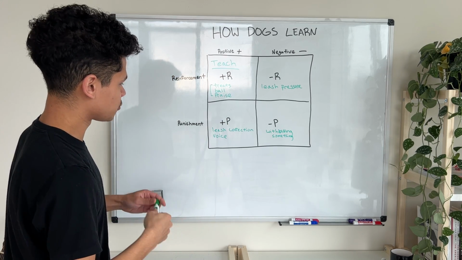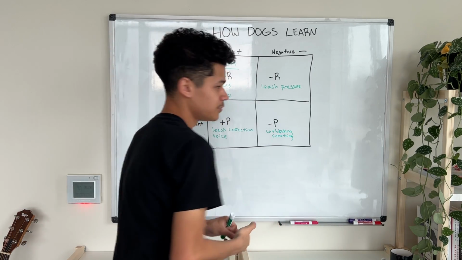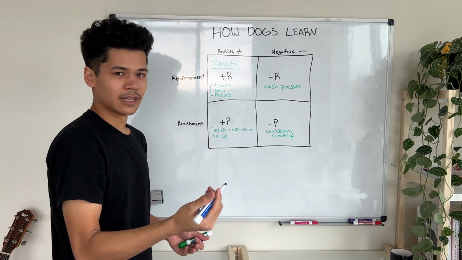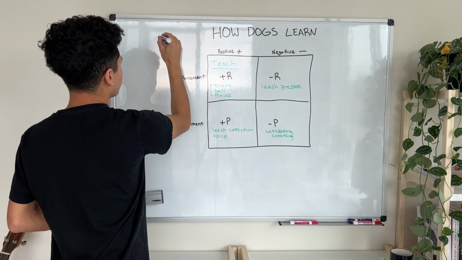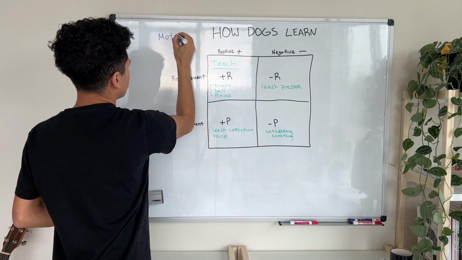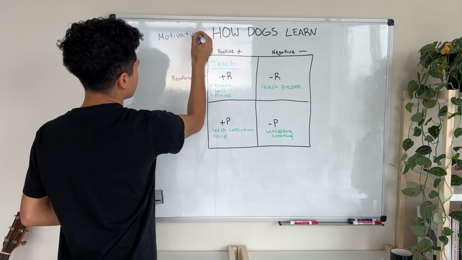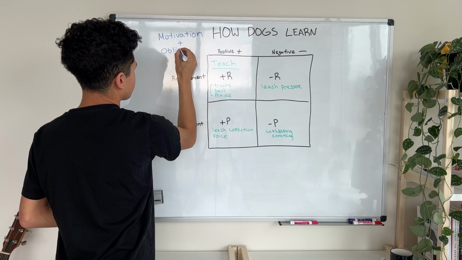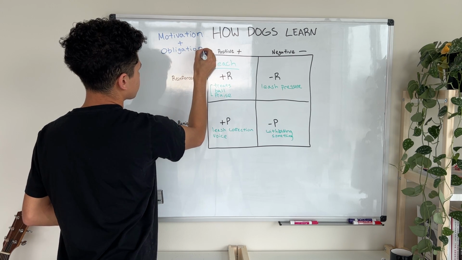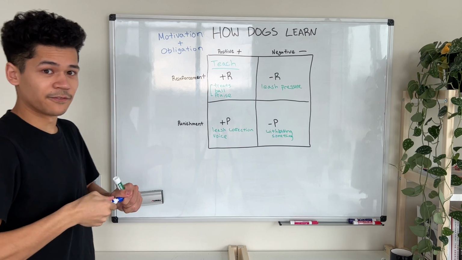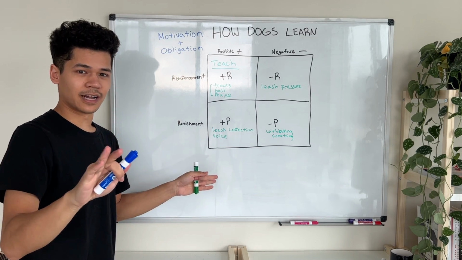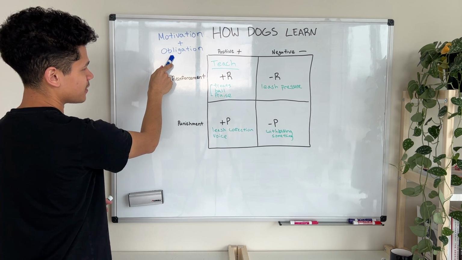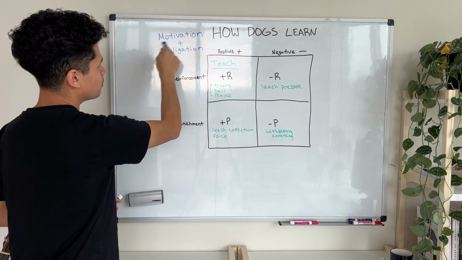And so in our training process, there's 2 steps to it. To have a fully trained, reliable dog under any distraction that you can take anywhere, you have to have both motivation and obligation. So positive reinforcement fits in the motivation category, right?